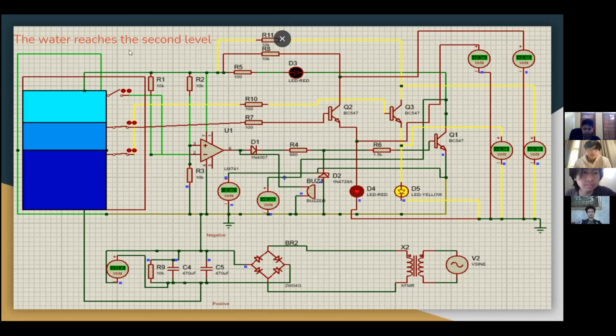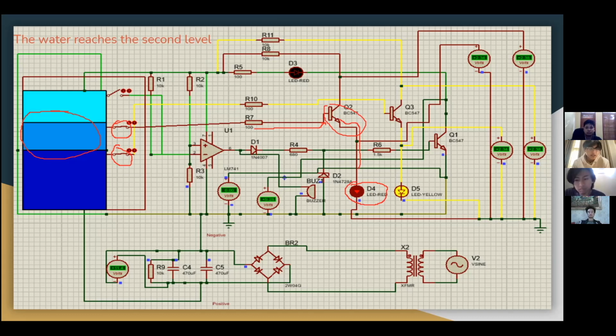Now I will explain when the water reaches the second level, which in this case is indicated with the slightly lighter version of the blue. As you can see here, this switch is closed, but the switch from the first one is still closed as well, and there will be a current that flows to the base of this BJT, which makes the BJT go into active region and generate a current in the emitter. Then the LED right here, the red LED, will be turned on.